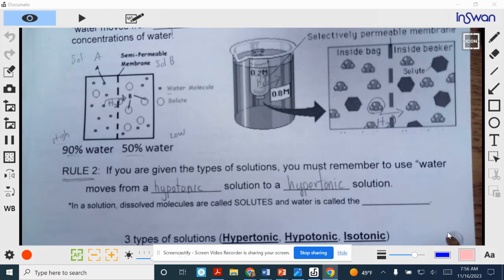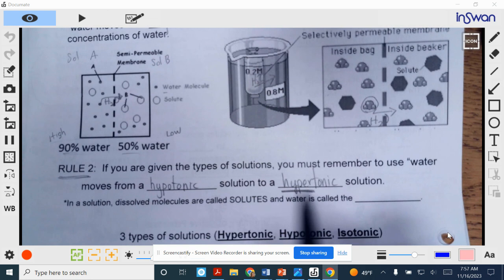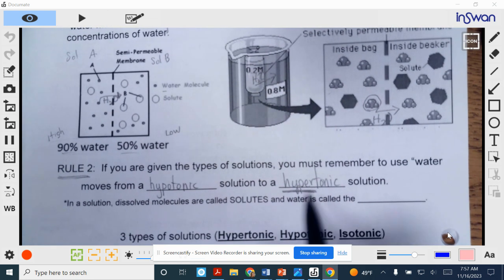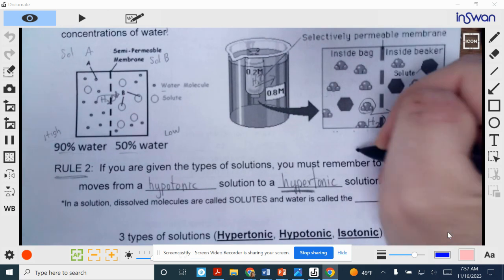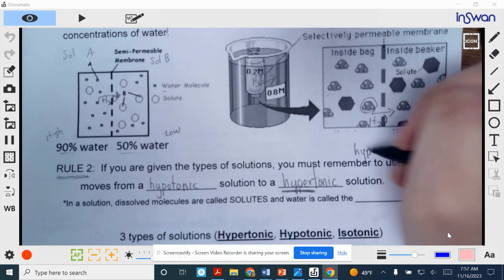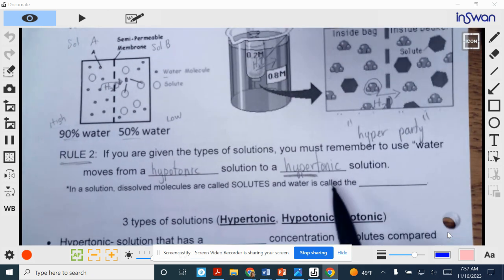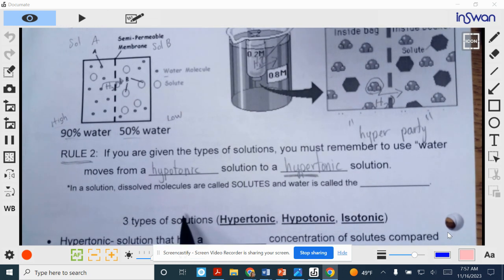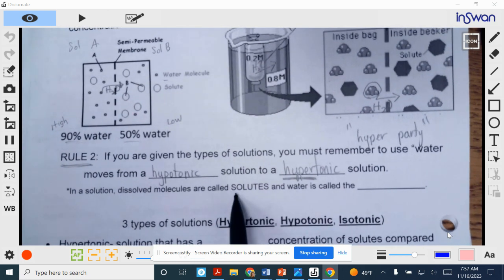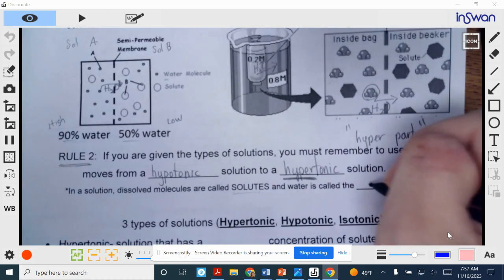To help you remember that, think about if you go to a friend's house and they have a bunch of people over, everyone's hyper and having a good time. That's the party that you're going to want to go to. So remember, we're going to go to the hyper party. Water is going to go to the hyper party. It's going to go to the hypertonic solution. Now remember, in a solution, we have two things: the dissolved molecules, which are the solutes, and water is the solvent.